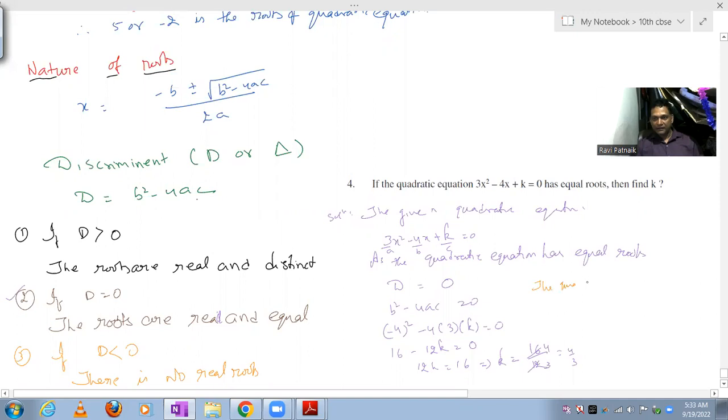The quadratic equation has equal roots if K is equal to 4 by 3. Equal roots if K is equal to 4 by 3. This is the application of discriminant.